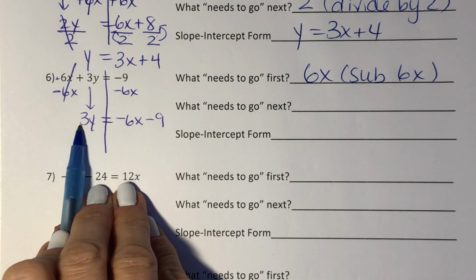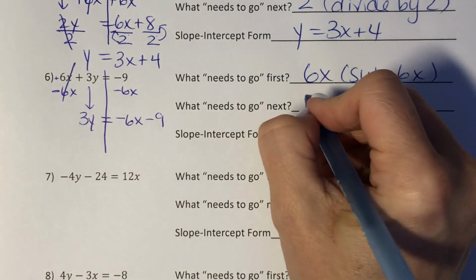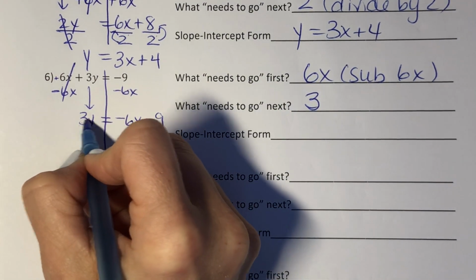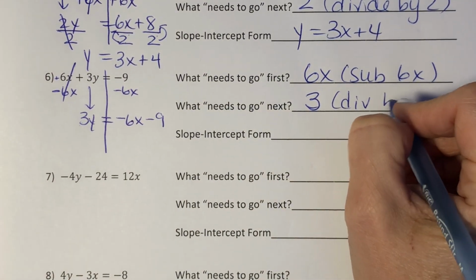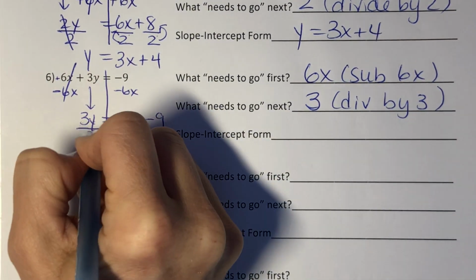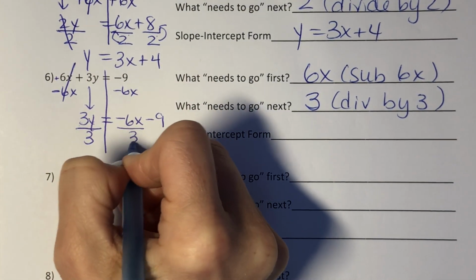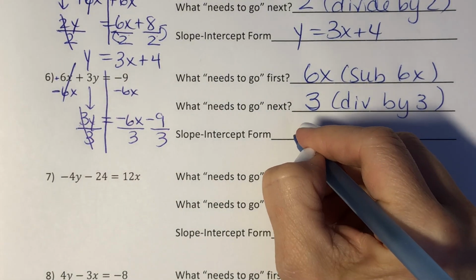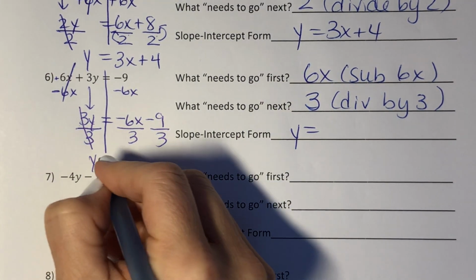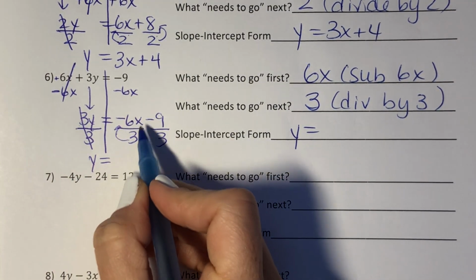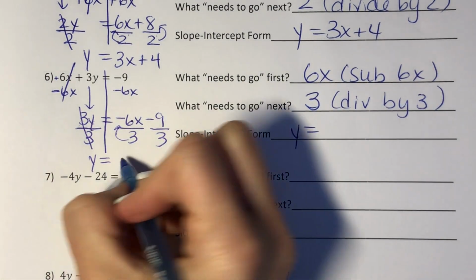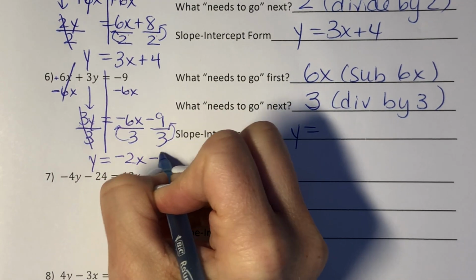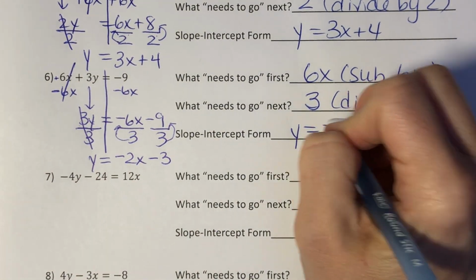So now what needs to go? There's a 3 in the way of this y being by itself. So the 3 needs to go, but there's no plus or minus sign in between, which means it's multiplication, and the opposite of multiplication is dividing. So I'm going to divide not just both sides, all 3 things by 3. And that cancels it here. That leaves us with y by itself right here. And then how many times does 3 fit into negative 6x? Twice. And 3 divided by negative 9 is negative 3. Okay, so that is my slope-intercept form.